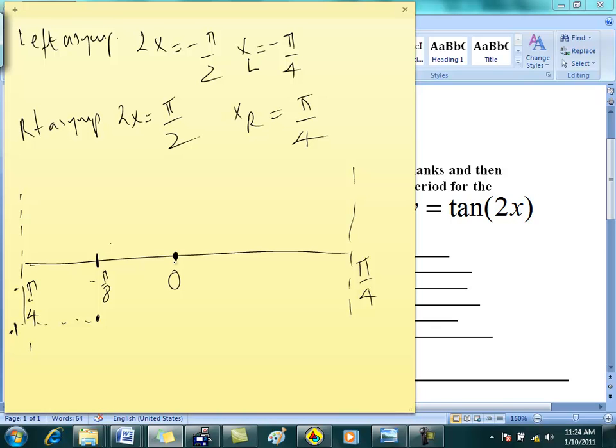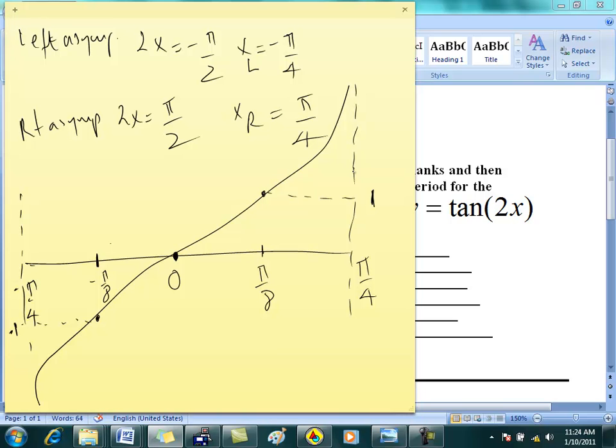Okay. Halfway between 0 and pi over 4 is your point pi over 8, and it's going to go through 1. So here's your positive 1 here. Okay. And your graph goes from this point like this and goes up to asymptote out here. You guys with me on this? All right? Everybody get graphing tangent?